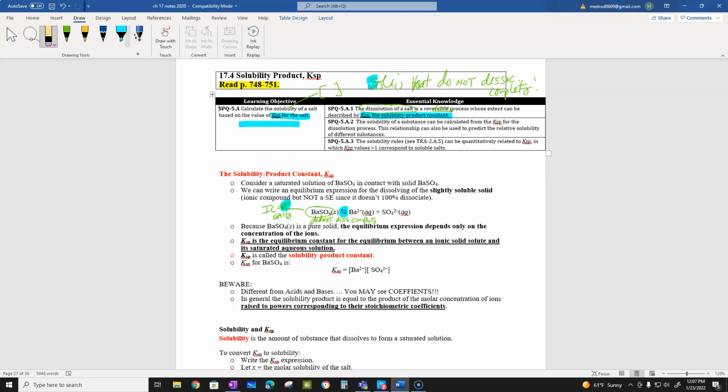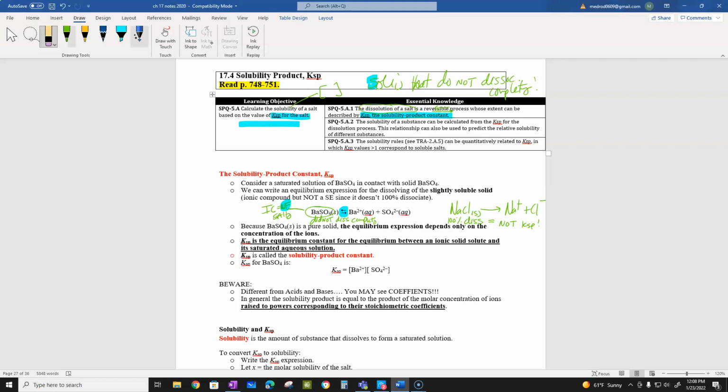Okay, so this is when it gets a little tricky. If you saw just one arrow, like sodium chloride to sodium and chloride, one arrow, 100% dissociates. And because it's 100% dissociated, you will not have a Ksp. Remember, the whole point of K is that equilibrium. It did not completely dissociate. Okay, so that's the difference.